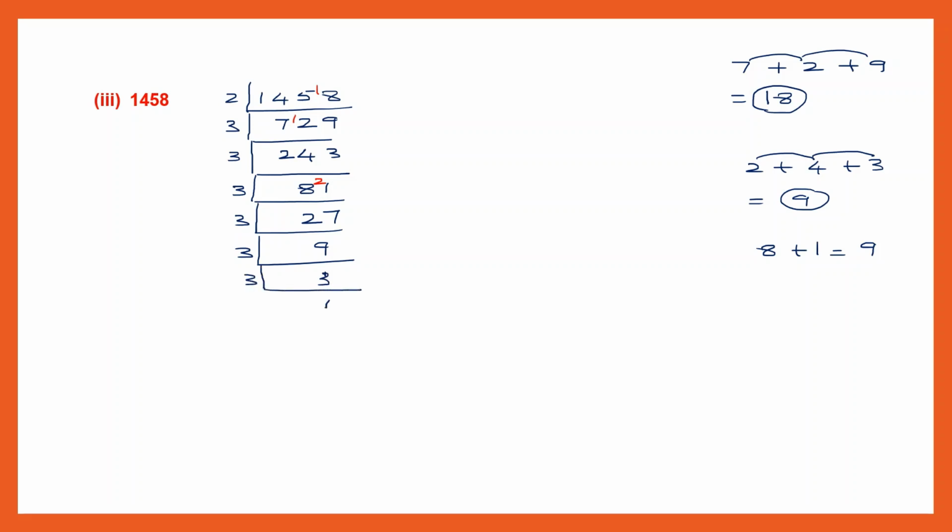3 1s are 3. So what are the numbers that we get after prime factorization? We have 2, and then we have 3s. Let's count the number of 3s. 1, 2, 3, 4, 5, 6. 3 to the power of 6. So this is the exponential form of 1458. You can straight away write like this, or you can expand it and then come back to this answer.